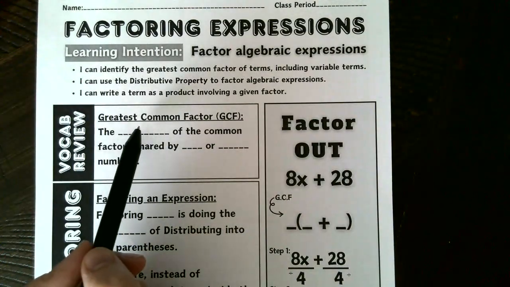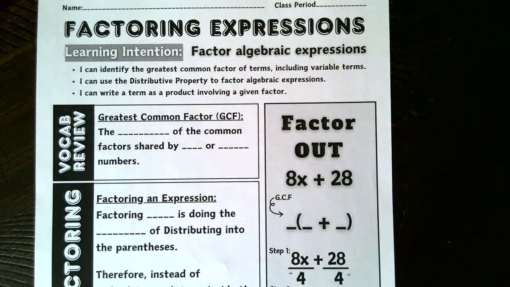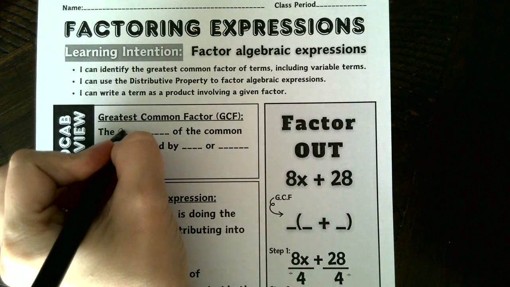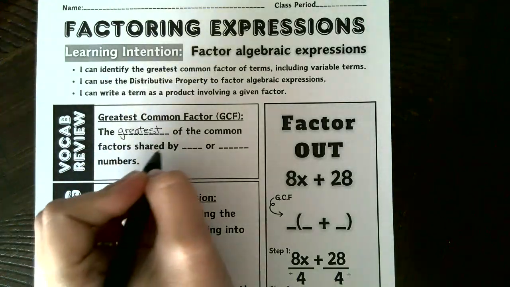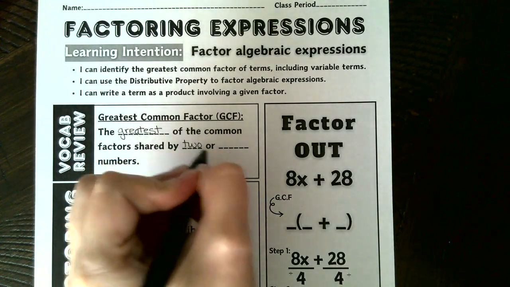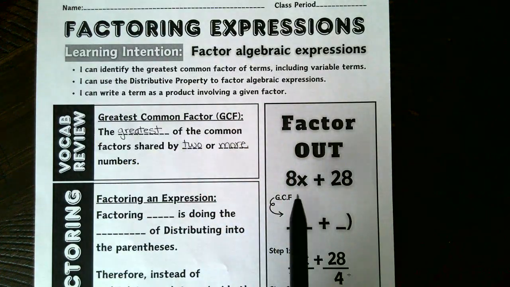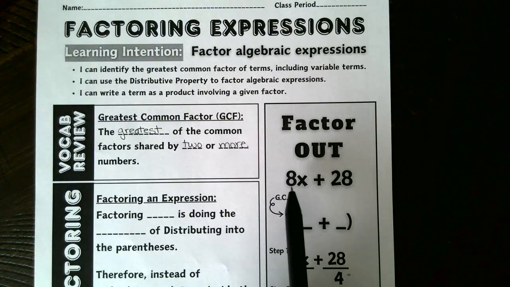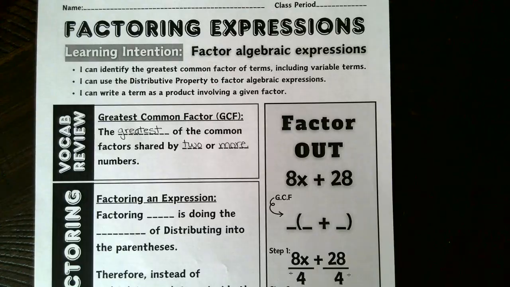So we need to know what greatest common factor is, or a GCF. So I have put that on here for some review. The greatest common factor is the greatest of the common factors shared by two or more numbers. So if I was looking at 8x plus 28, I would need to find the greatest common factor of 8 and 28. And we'll look at that in just a moment.